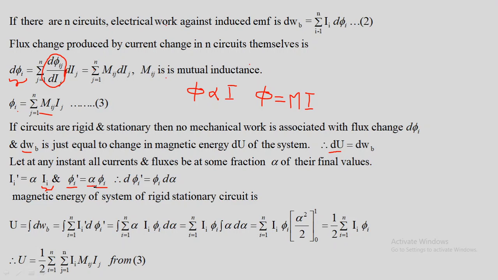So d alpha, the fraction, will go on changing as the flux increases. Phi i is the final value, so the final value is constant. In between it is a variable. So d phi i dash equal to phi i d alpha.